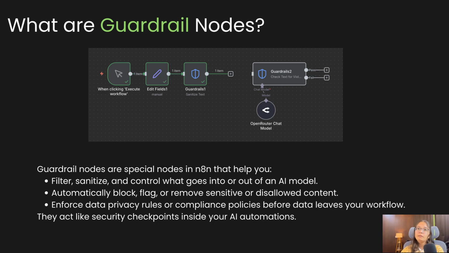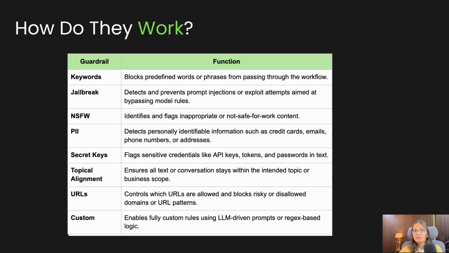For example, with these Guardrails, you can clean or encrypt sensitive data before sending it to an AI model, or use a Guardrail check node to scan all your AI outputs before they are stored, sent to clients, or shared with your team. You can also use built-in prompts n8n provides, or customize them completely for your specific use cases. They act like security checkpoints inside your AI automations that give you proper control over each and every node and data flow.